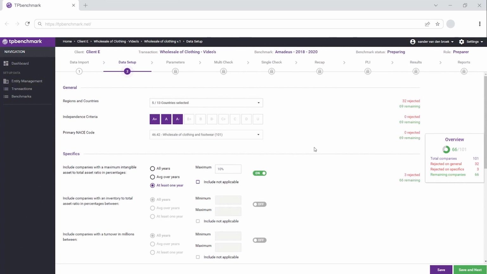Once we are satisfied with our data setup step, we can press Save and Next to go to the next step.